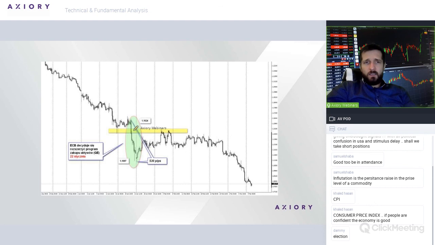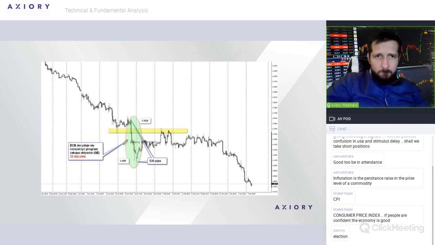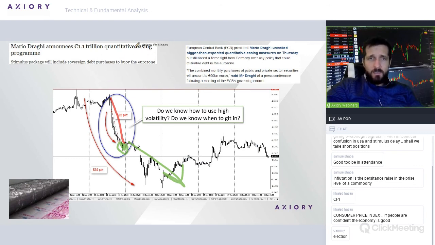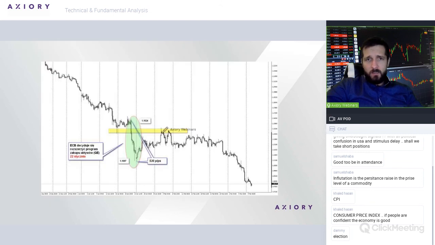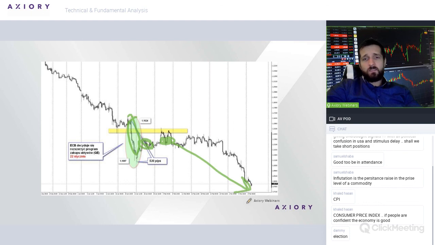Here's another example. The ECB decides to widen this program, to make it even bigger, this quantitative easing program. So more printing. So you sell here, for example, or here because you are very late. But this is huge fundamental news, a real game changer, which will dictate the price for a long, long time.